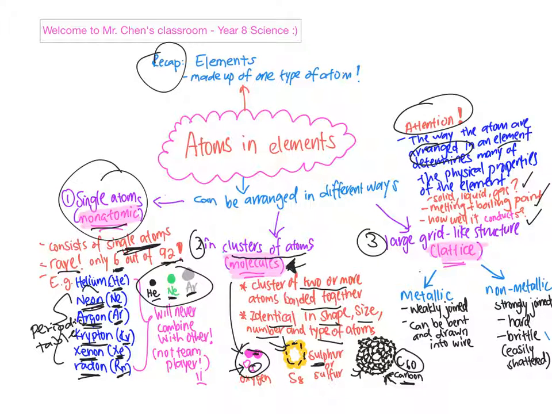And the third one is the large grid-like structure, which is called lattice. Alright, lattice. So not lettuce, your vegetable is lettuce. Lattice. So there are two types of lattice, which is metallic and non-metallic. Okay, so one is metallic, as you know, is made out of metal element, and non-metallic means it is made out of non-metal element.